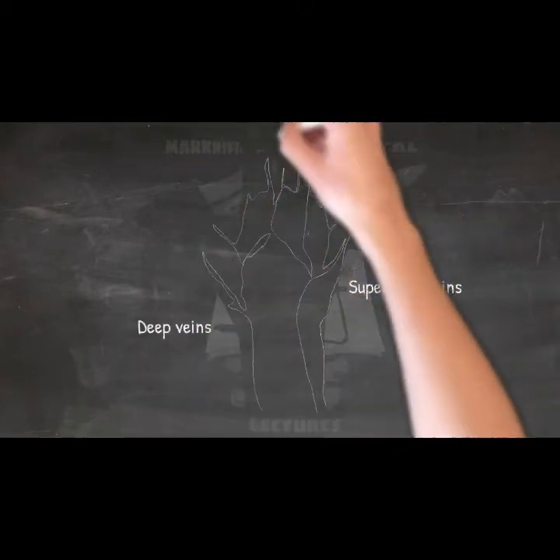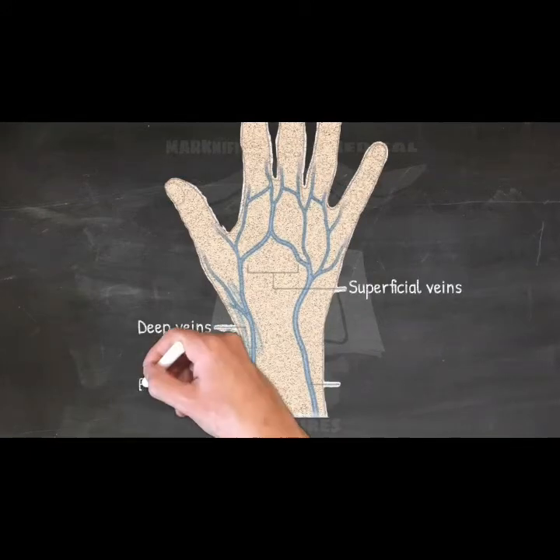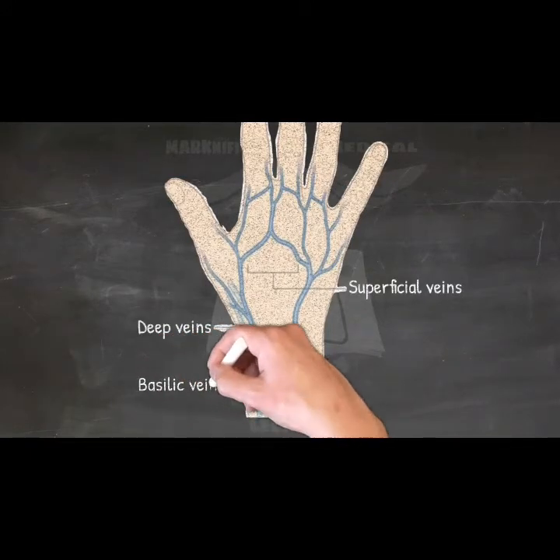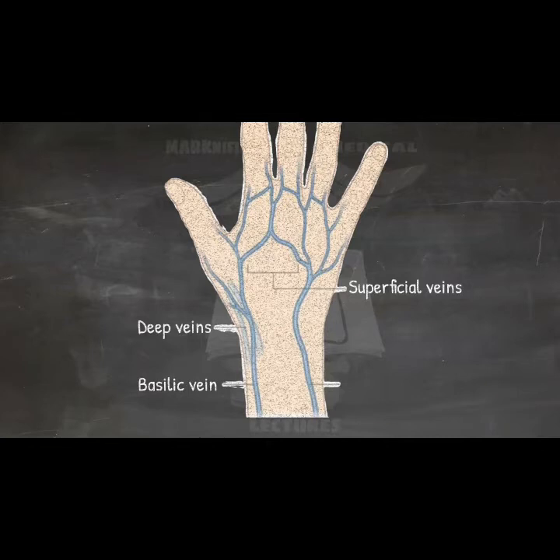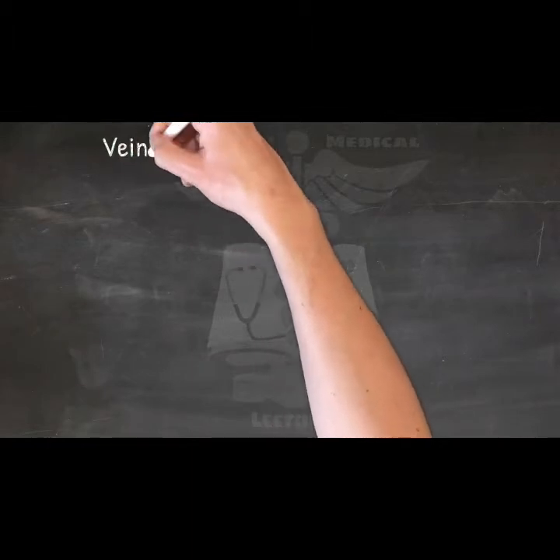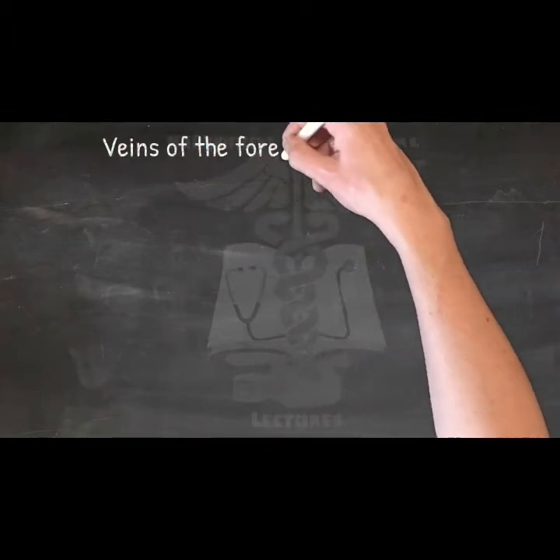This superficial network is located at the dorsum of the hand. The basilic vein originates from the medial side of the dorsal venous network, while the cephalic vein originates from the lateral side. The 2 mentioned veins, basilic and cephalic, are the main veins of the forearm.